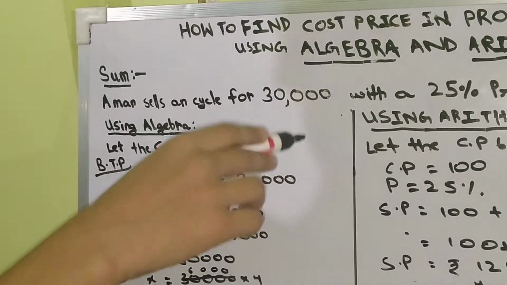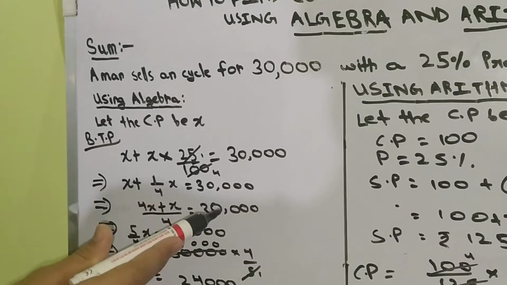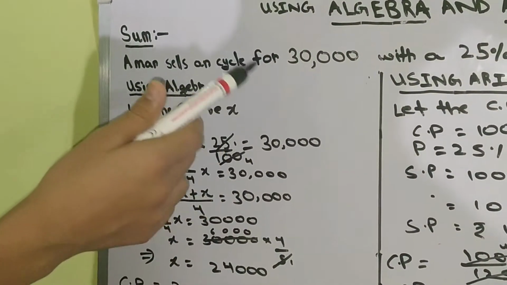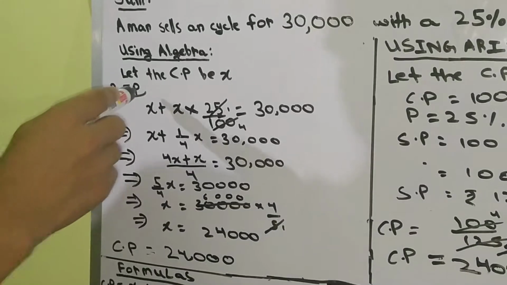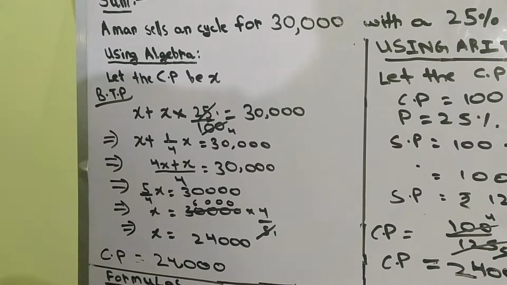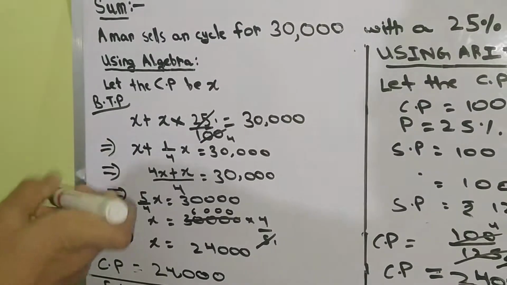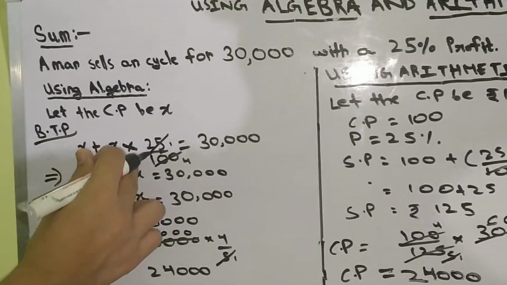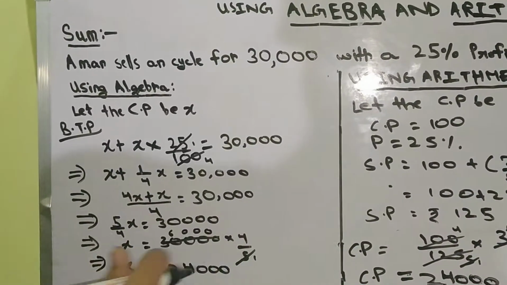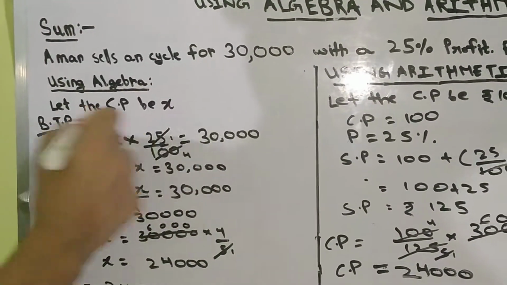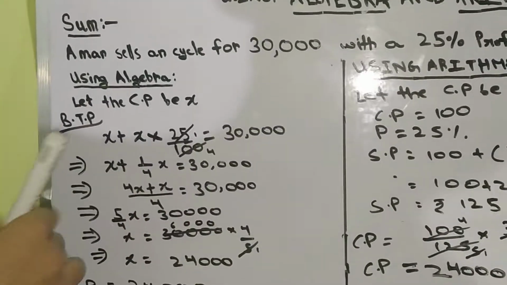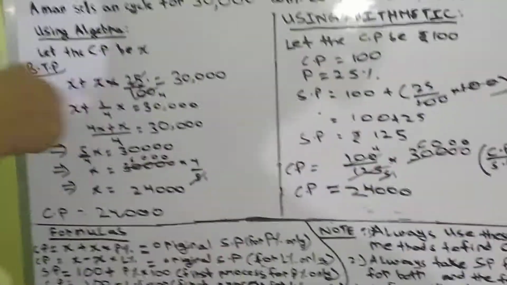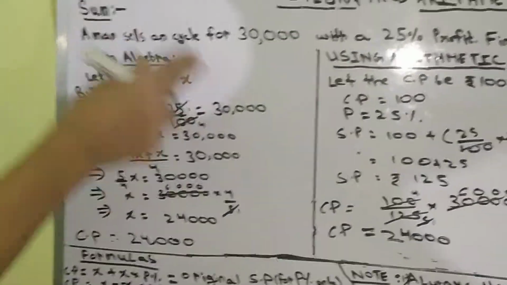Then we simply have to apply the formula of selling price, the formula we use whenever we find the selling price. So let us take the cost price as x. Then let us input the formula of selling price: x plus x into 25 by 100 equal to 30,000. This is the formula to find selling price, like I explained in my previous video, and 30,000 is the original selling price.